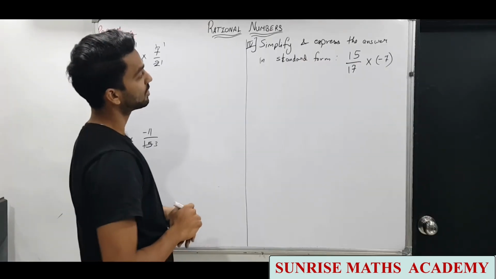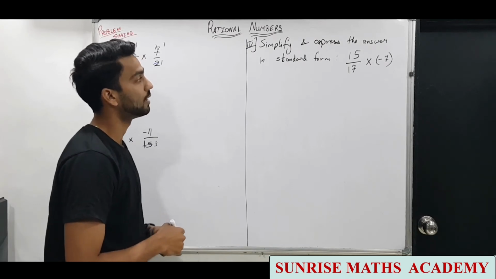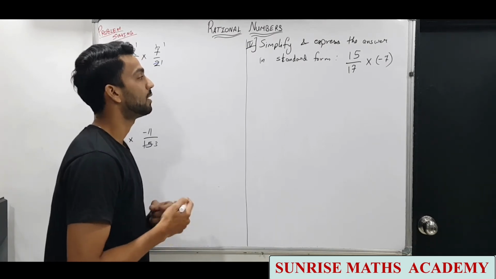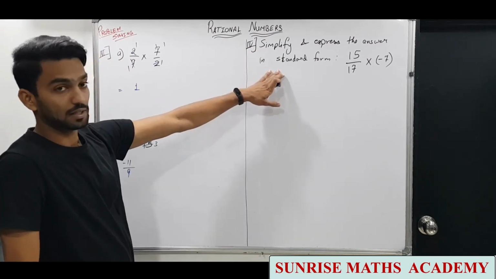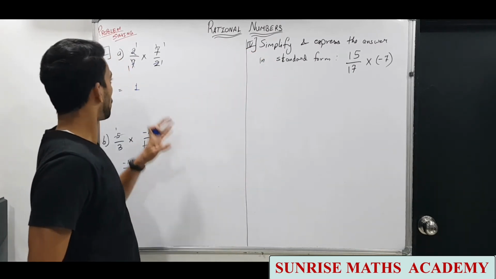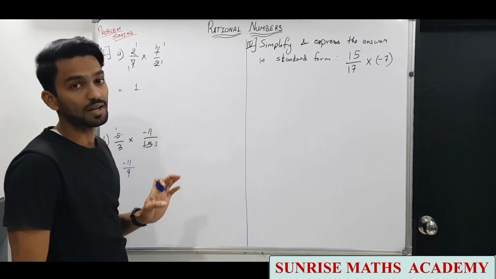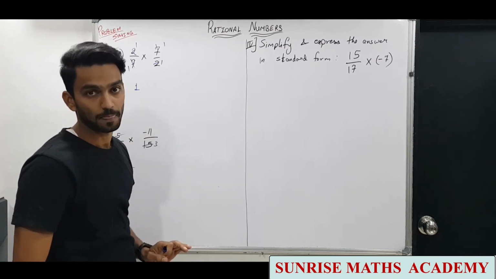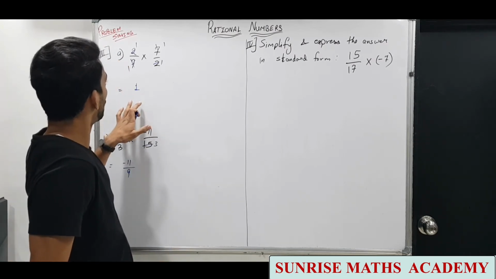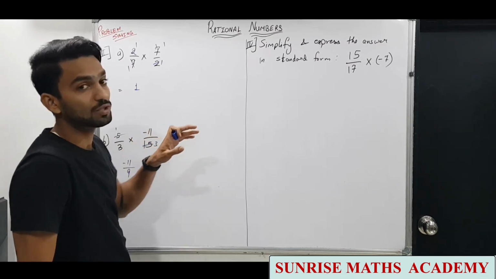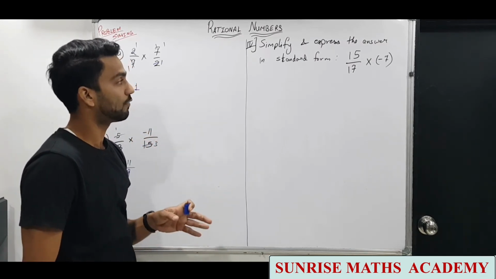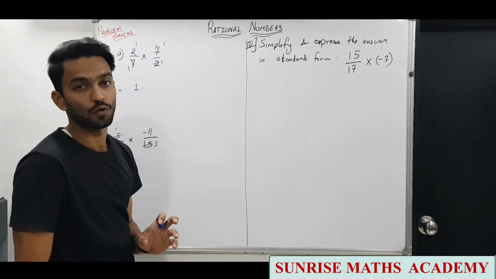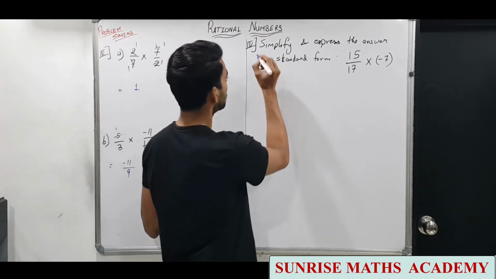Next, simplify and express the answer in standard form. 15 upon 17 into minus 7. Now यहाँ पे क्वेश्चन में दिया है कि स्टैंडर्ड फॉर्म में लिखना है. जनरली भी अगर क्वेश्चन कोई भी आ रहा है आपको उसको स्टैंडर्ड फॉर्म में ही लिखना है. यहाँ पर आप मल्टीप्लाई कर दोगे और उसको स्टैंडर्ड फॉर्म में नहीं लिखोगे तो that is not your actual final answer. So everywhere you have to write the final answer in the standard form.